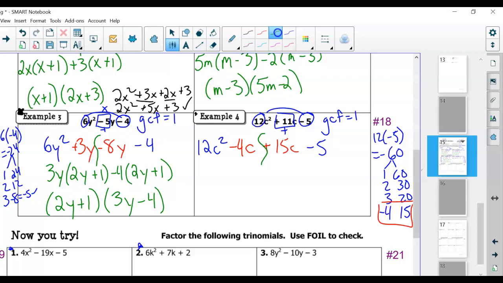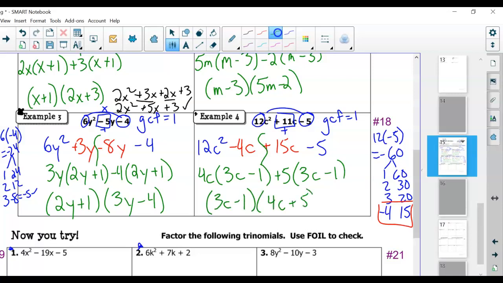On the left, I can factor out a 4 and a c. If I divide both of these, I'm left with 3c minus 1. On the right, I can factor out a 5, and it's positive because the third term is positive. If I divide both of those, I'm left with 3c minus 1. So my two factors are 3c minus 1 and 4c plus 5.